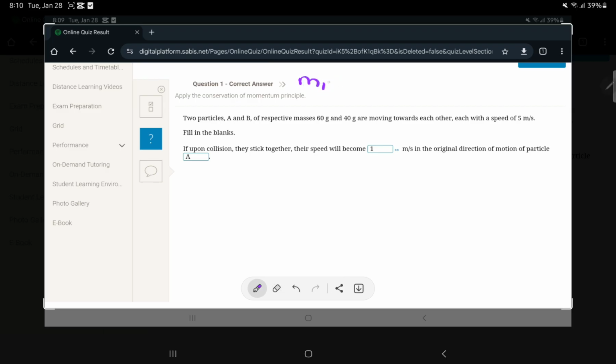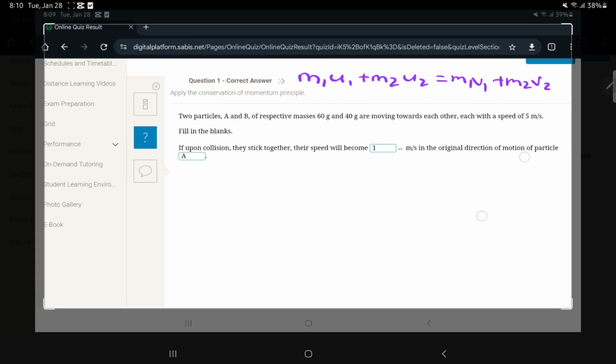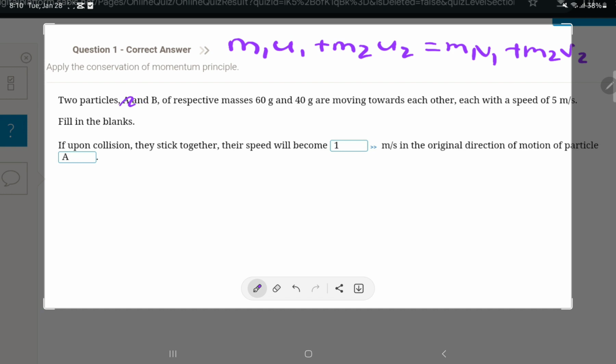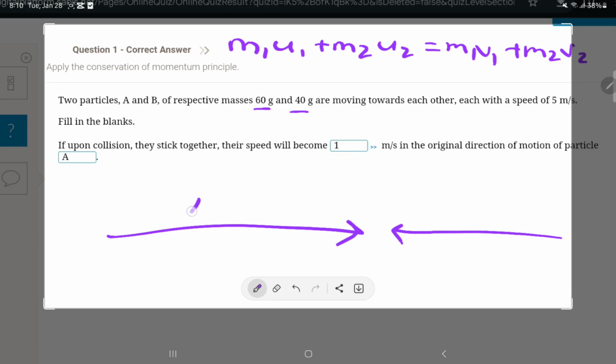We can obviously utilize the rule m1 u1 plus m2 u2 is equal to m1 v1 plus m2 v2. This is the rule we can be using. Let's interpret the question. We have two particles A and B. They have masses 60 and 40. They're moving towards each other. Okay, so we can draw these arrows of motion. Both of them have a speed of 5 meters per second.